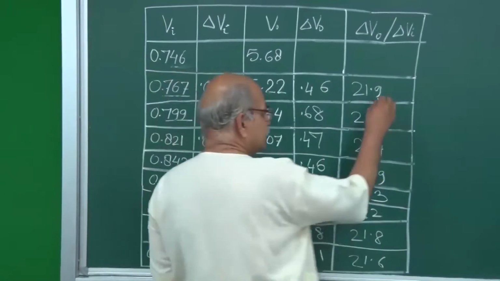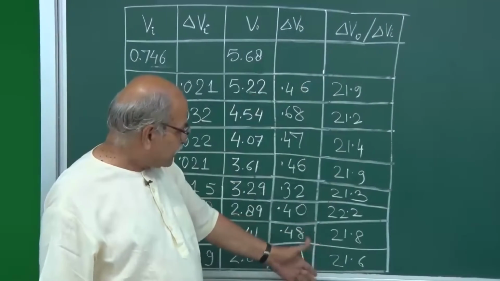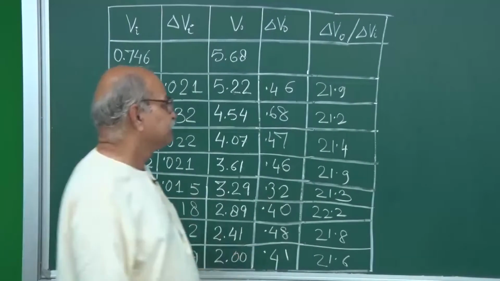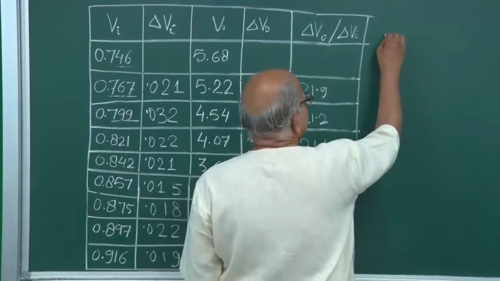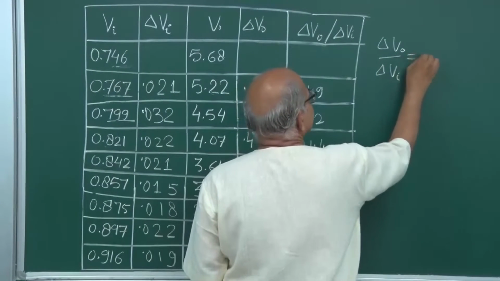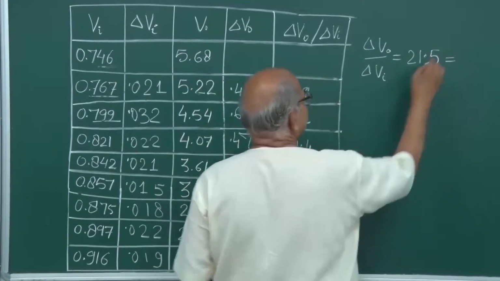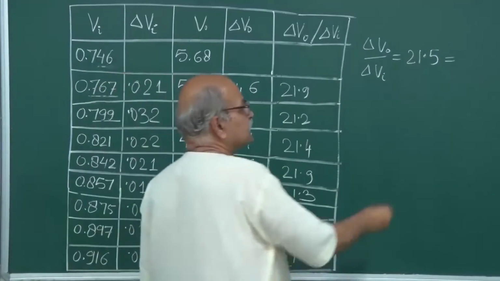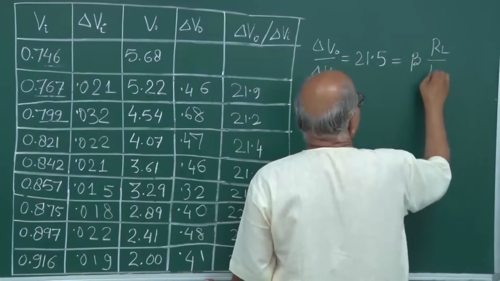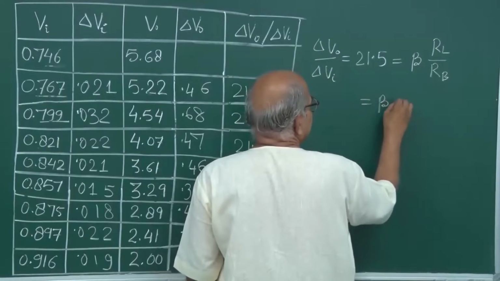So here the voltage gain is, let us take some average. I will not calculate the average. What should be the average? Somewhere around, let's say 21.5. So this is delta VO over delta VI. Let us take 21.5, and this is equal to, remember we are taking magnitudes, beta times RL over RB, and this is beta times RL.